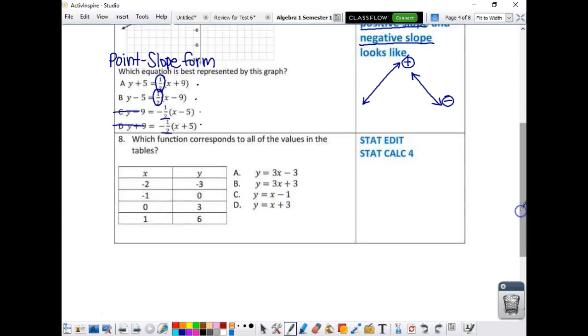Okay, number 8. I'm going to let you do this one on your calculator. Stat edit, plug in the points from the table, press stat calc 4, and then you should get your linear regression. It's not exponential, so don't use stat calc 0. Linear regression, stat calc 4.